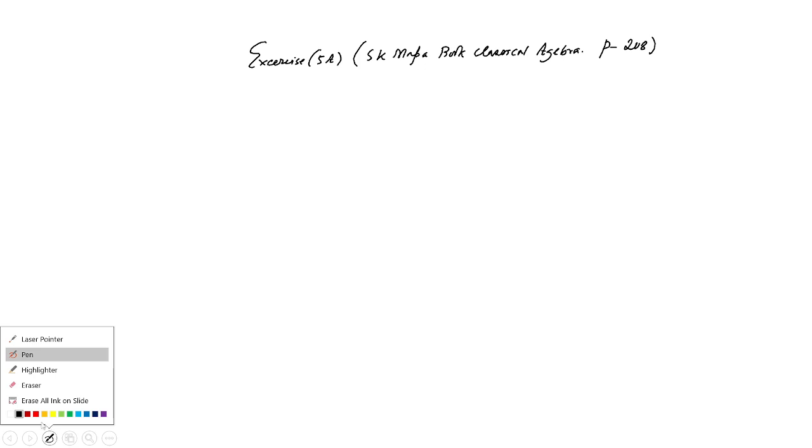Exercise 5A, book: Classical Algebra. What is the page? The page is 208. That may be different in your book, but okay. Now we'll continue from the first problem.